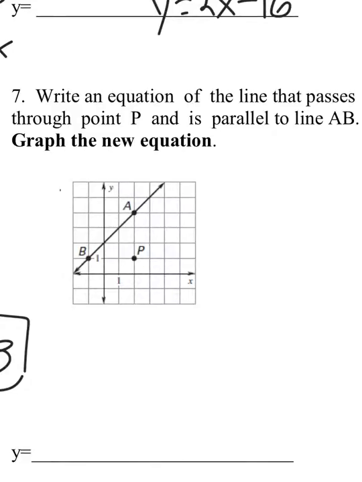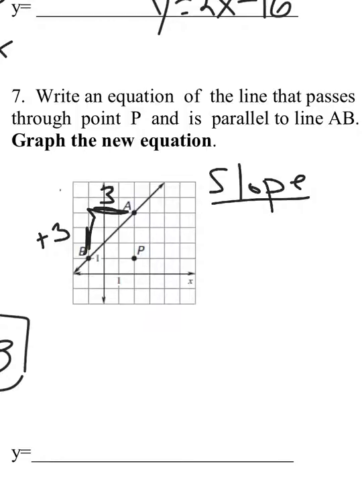Number 7, write an equation of a line that passes through P and is parallel to AB. So again, we're just going to change the way we get the information. To identify our slope, first we've got to find the slope of the line. From B to A, I go up 3 and over 3. What is 3 over 3 as a slope? Ooh, be careful. 1. Parallel slopes are the same, so my slope is 1.